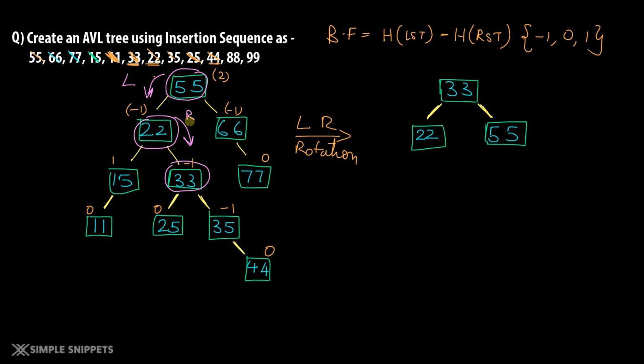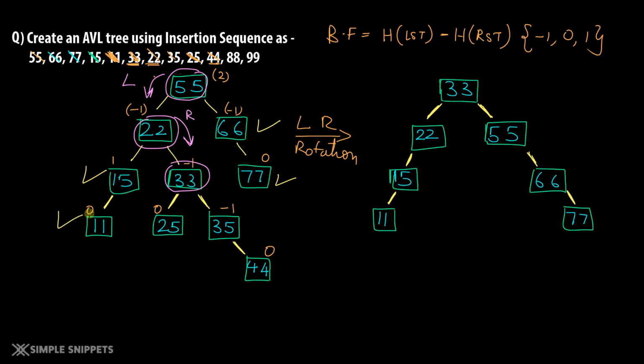But what about the remaining nodes, right? So 66 and 77 are towards the right of 55. Is there anything towards the right of 55? No. So we can place 66 and 77 as they are. Correct? So no problem with that. What about 15 and 11? 15 and 11 were towards the left of 22. Is there anything towards the left of 22? No. So again, 15 and 11 can go as they are, maintaining the relative positions and the binary search tree principle. So 66 done, 77 done, 11 and 15 also done. What are left? We are left with 25, 35 and 44.